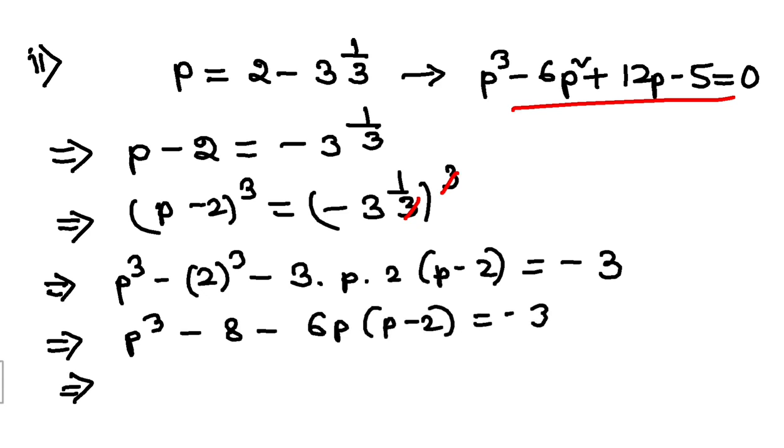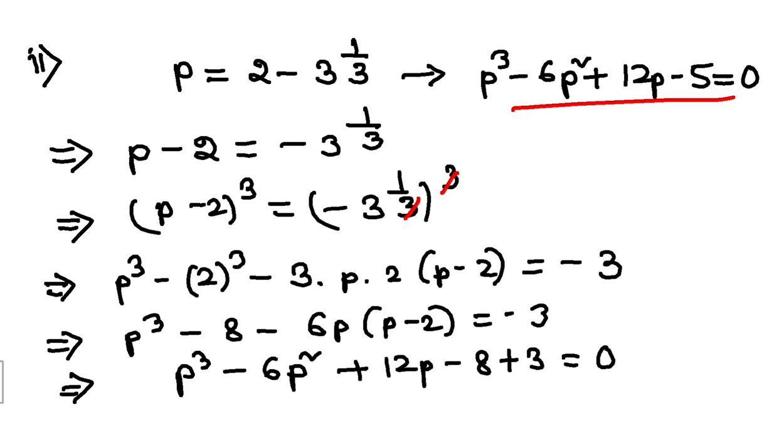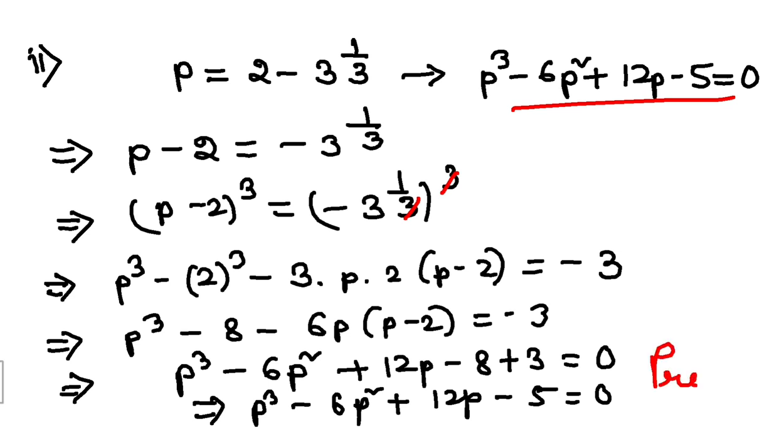Now this means overall I will arrange everything together, p cube minus 6p square plus 12p minus 8 plus 3 equal to 0. Okay? So finally I'll have p cube minus 6p square plus 12p minus 5 is equal to 0. So this is exactly what you need to prove. So hence proved. Alright, this is question number 2.